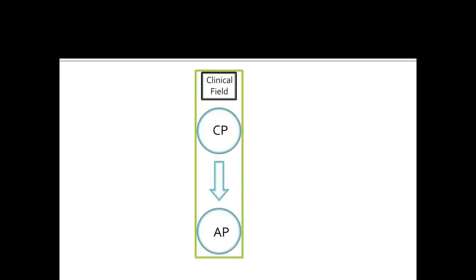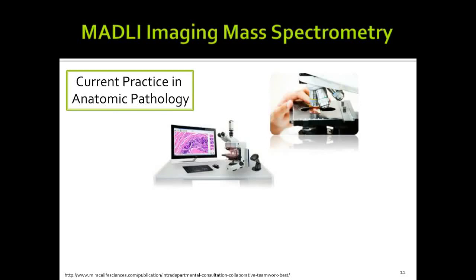All right, the first one, clinical field, from CP moving to the AP, anatomical pathology side. All this can be seen as tissue imaging. I'll use just a couple of slides to talk about it at a very high level, basically the 40,000 foot view of this area, or what people call multi-imaging mass spec. This is essentially the current practice in anatomical pathology.